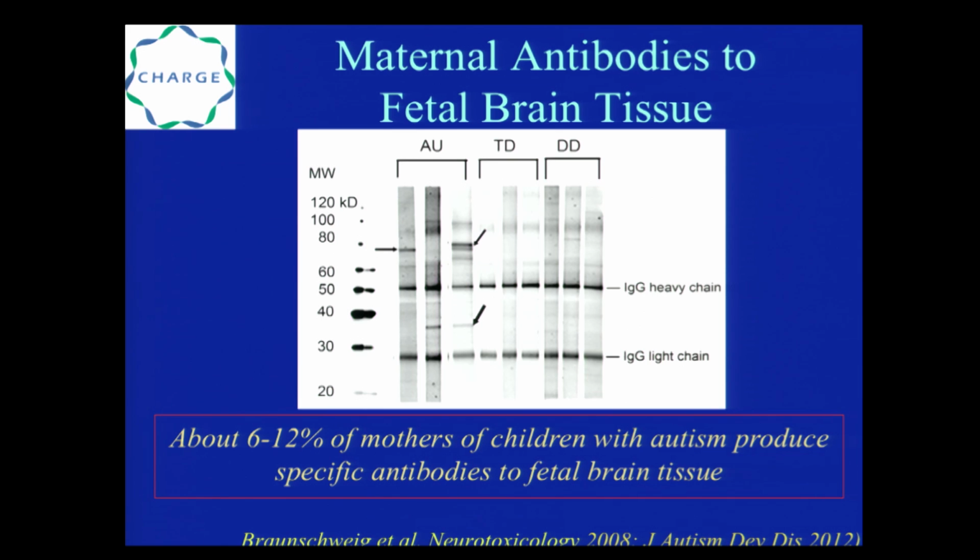And then this is a Western blot looking at maternal IgG antibodies to fetal brain tissue. What you see on the left side are the three autism moms, and you can see these arrows showing a couple of proteins where this antibody response is seen in the autism group, and this particular pattern is not seen in any of our typically developing moms. In the first paper we published, we had about 60 in each group. We've now confirmed this in hundreds of cases and hundreds of typically developing mothers of typically developing children who do not show this particular pattern.